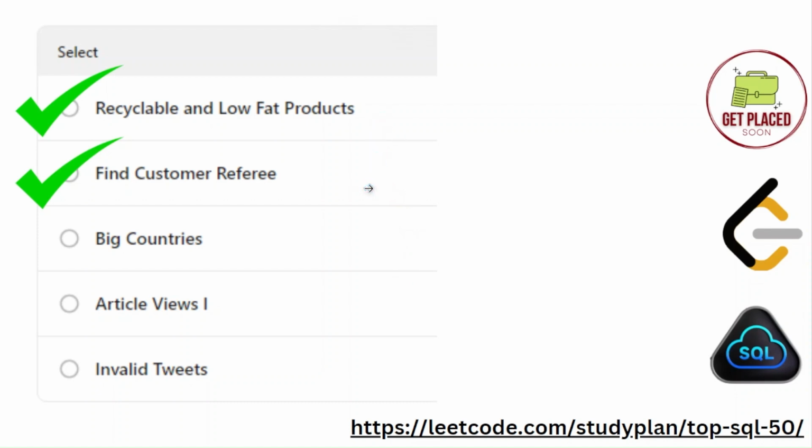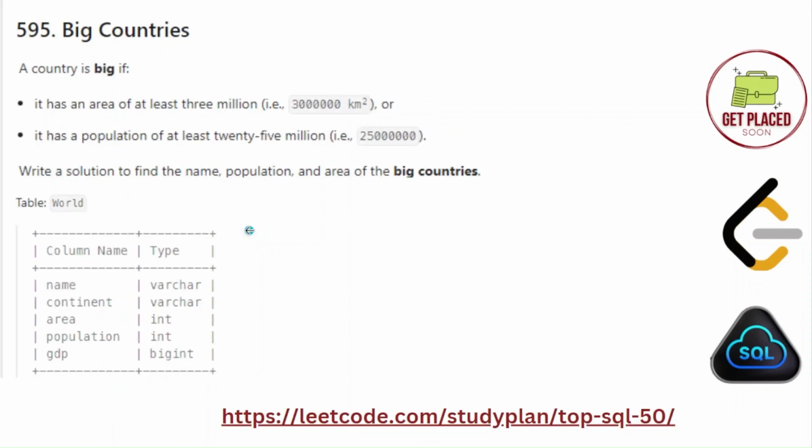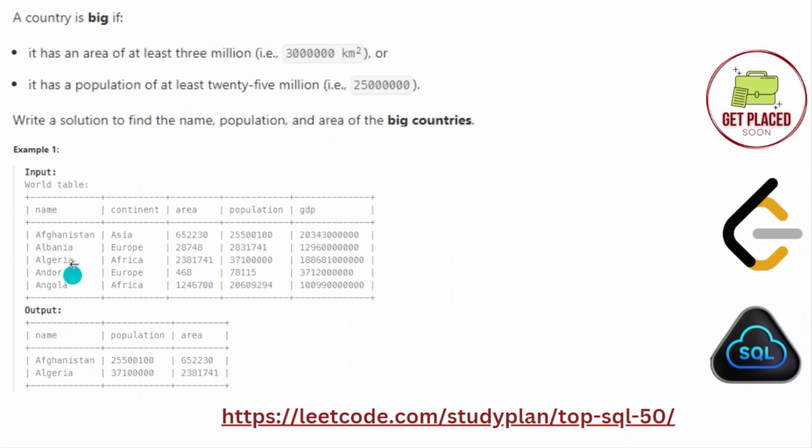Now, let's go to the third question, big countries. So in this question, you can see a country is defined as big if it has at least 3 million area or at least 25 million population. Here we have a table world. In this table, we have so many columns like name, continent, area, population, GDP, etc. The name is the primary key here because name consists of unique values, right? So we have area and population. Our work is only with these 2 columns.